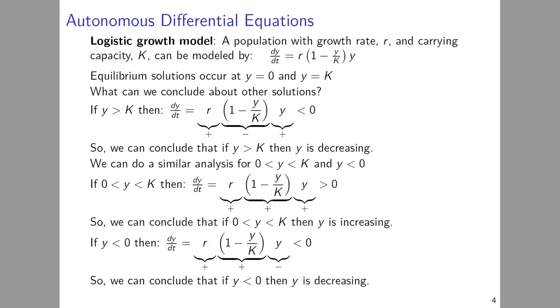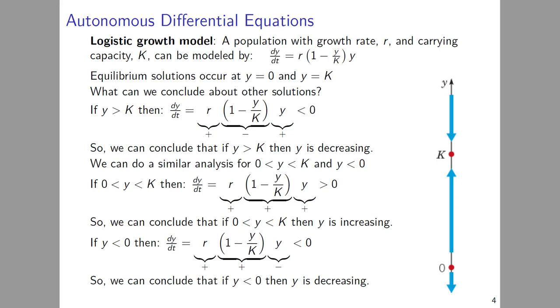A helpful tool to consolidate all this information is a phase line. With a phase line, we keep track of which values of y lead to a positive derivative and thus y increasing, and which values of y lead to a negative derivative and thus y is decreasing. The arrows on the phase line indicate whether y is increasing or decreasing.